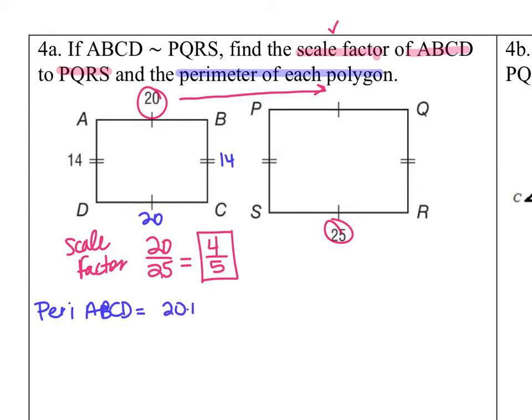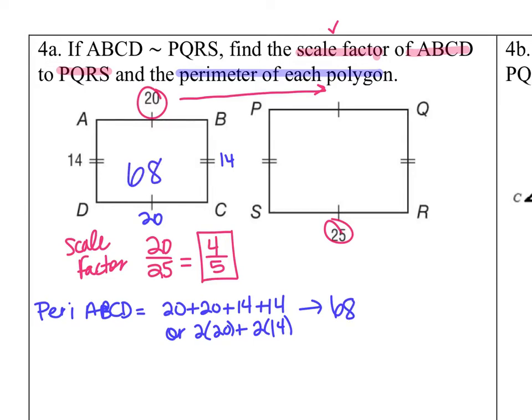So 20 plus 20 plus 14 plus 14, or you can write it as 2 times 20 plus 2 times 14. Whichever way helps you visualize it easier. Okay, so our perimeter here is going to be a total of 68. Okay, so our perimeter of the small rectangle is 68.